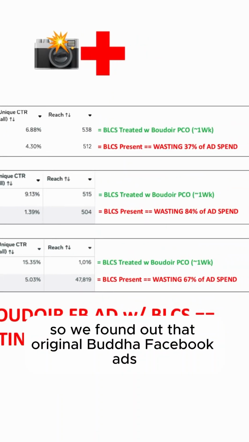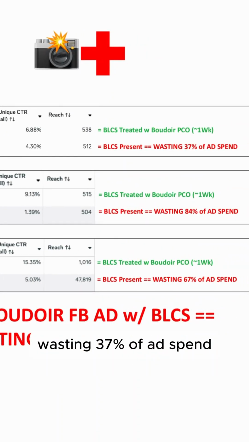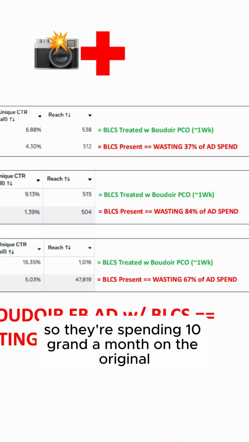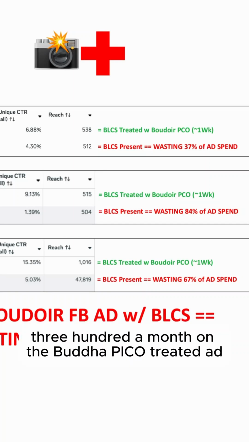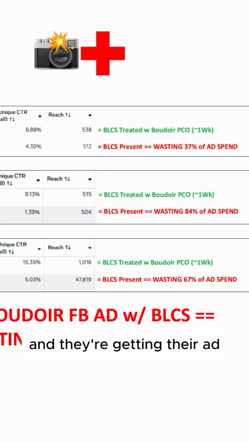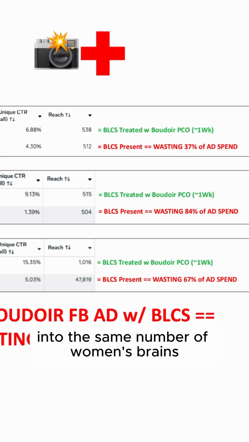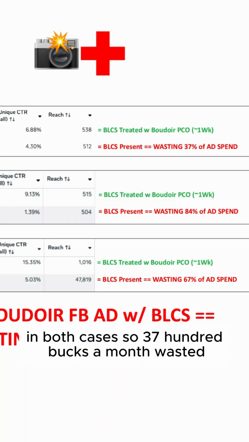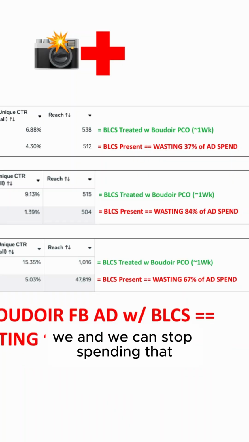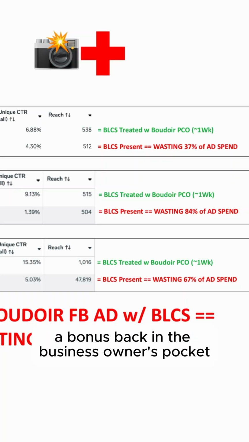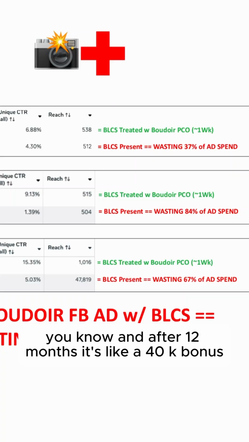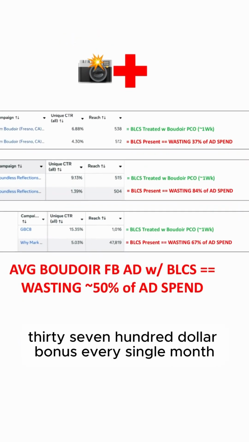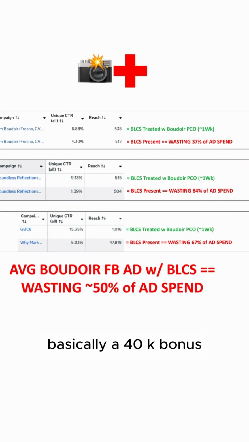So we found out that original Boudoir Facebook ad was wasting 37% of ad spend. So they're spending 10 grand a month on the original. They now only have to spend 6,300 a month on the Boudoir Pico treated ad, and they're getting their ad into the same number of women's brains in both cases. So at 3,700 bucks a month wasted, we can stop spending that, and that's kind of a bonus back in the business owner's pocket because they don't have to spend it anymore. And after 12 months, that's like a 40K bonus. So $3,700 bonus every single month, basically a 40K bonus.